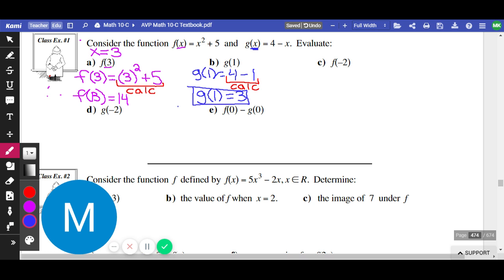Awesome. Try C and D on your own. We'll do E together. Okay, so give it a shot. Try C. See if you can make the proper substitution. Be very careful with your brackets.